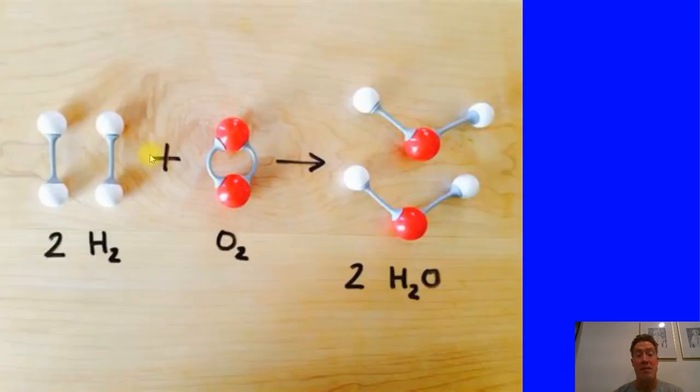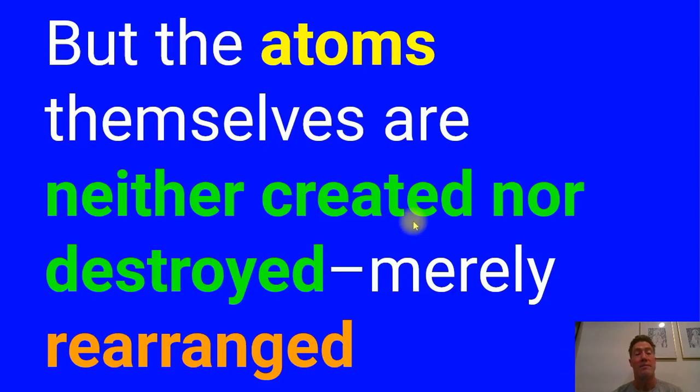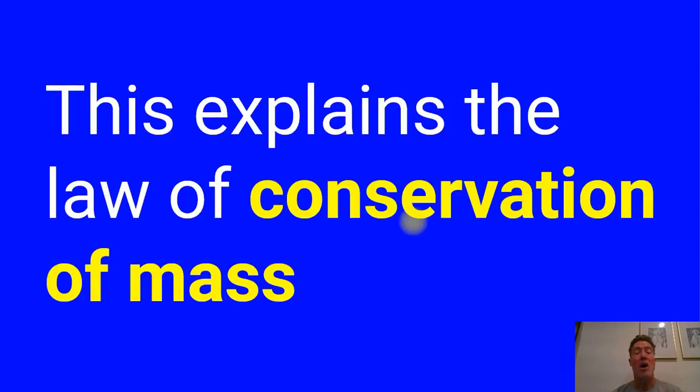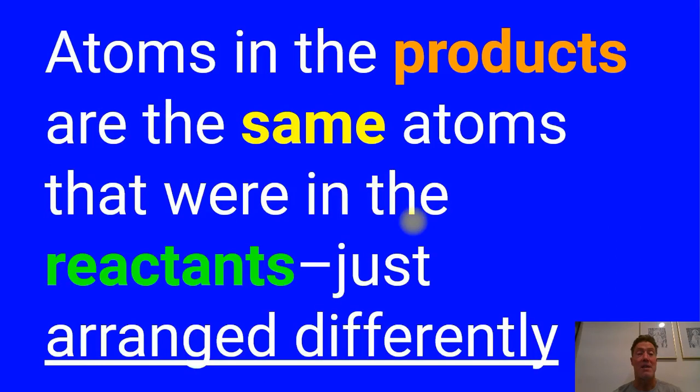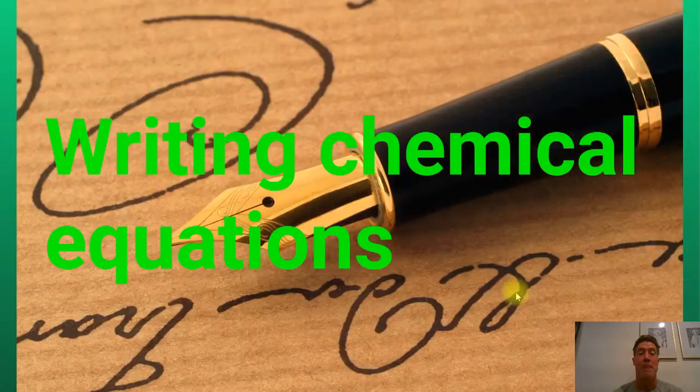So here is that same chemical reaction: 2 hydrogen, those bonds are broken, the bond between the 2 oxygens is broken, and then the atoms are rearranged to become water. This explains the law of conservation of mass, that all the atoms in the products are the same atoms that were present in the reactants. They're just arranged differently. They're neither created nor destroyed. You can't add them, you can't subtract them.